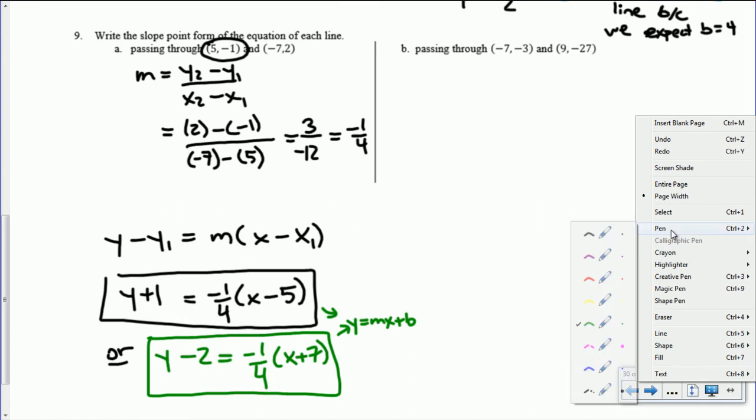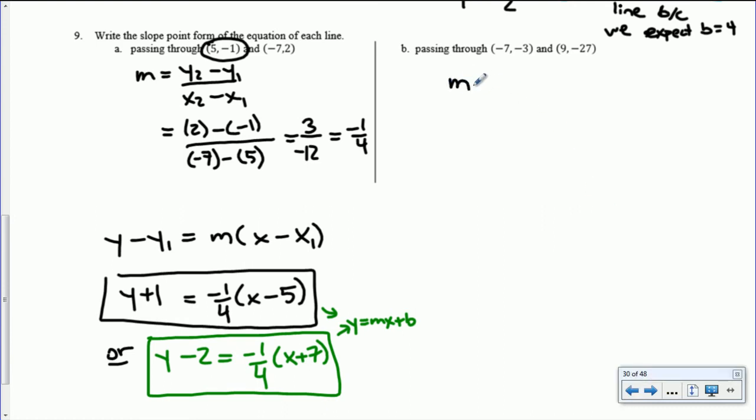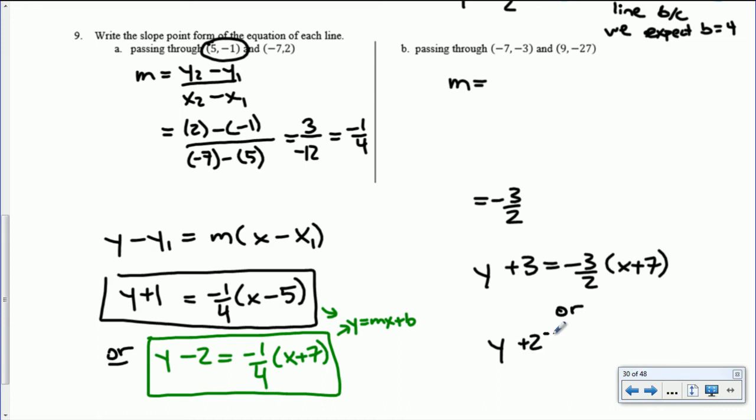Okay, let's try another one. M equals, you know what, I'll just leave it up to you to confirm that this slope is -3/2, and you could either get this or, what would the other one be? Plus 27 equals -3/2 x minus 9. So either one of these would be fine.